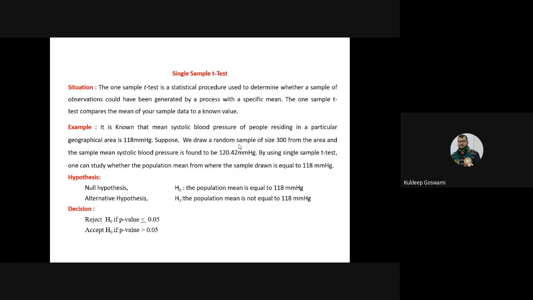Now, single sample or one sample t-test. When we can use this kind of testing procedure, I will show you in the example, but before that I will discuss how and where we can use it. One sample t-test is a statistical procedure used to determine whether a sample of observations could have been generated by a process with a specific mean. If you have some specific mean in advance, then only you can use the single sample t-test. The one sample t-test compares the mean of your sample data to a known value, right?